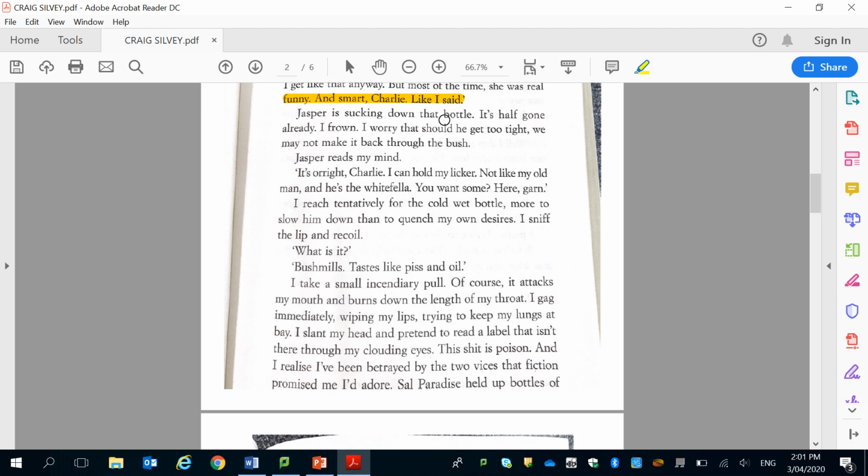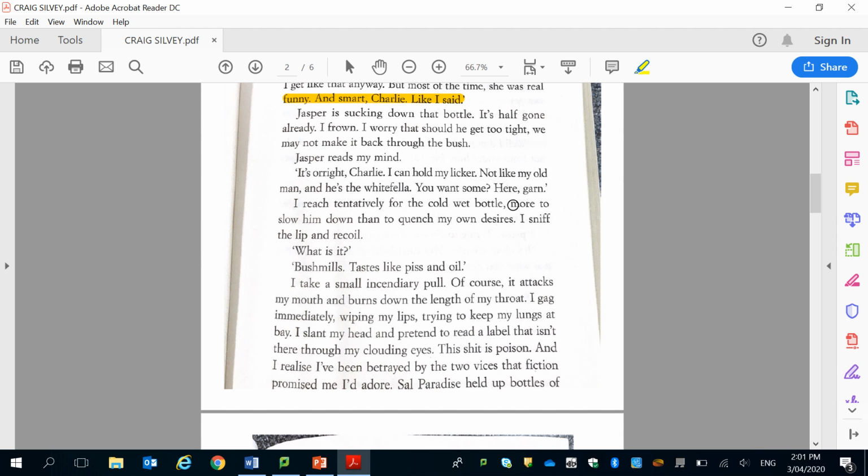Jasper is sucking down that bottle. It's half gone already. I frown. I worry that he should get too tight. We may not make it back through the bush. Jasper reads my mind. It's all right, Charlie. I can hold my liquor. Not like my old man, and he's the white fella. You want some? Here, gun.